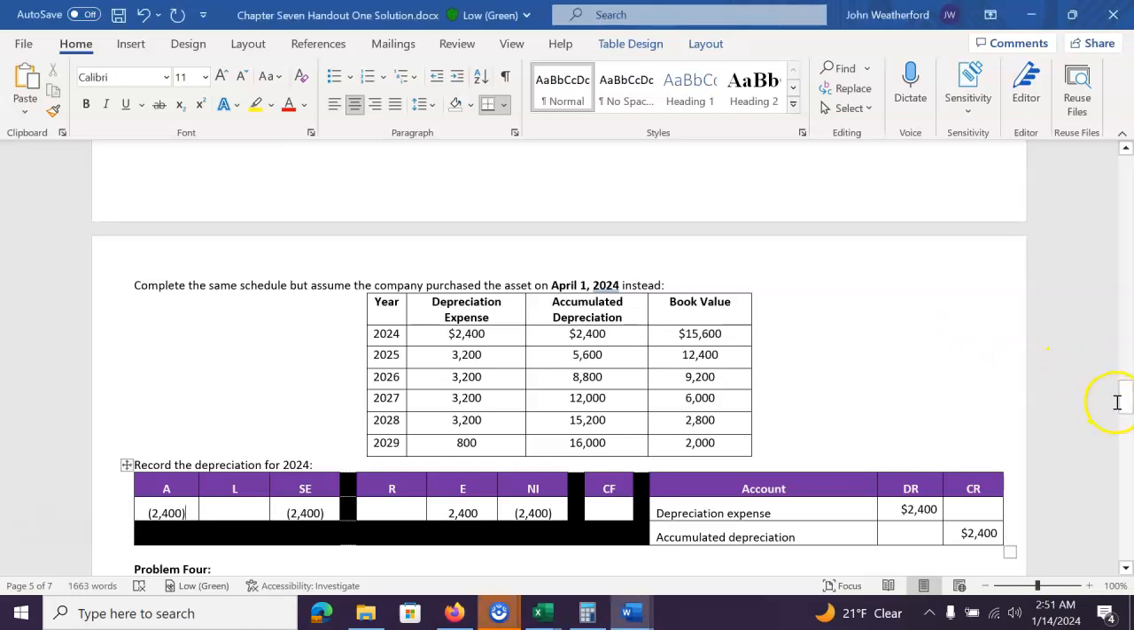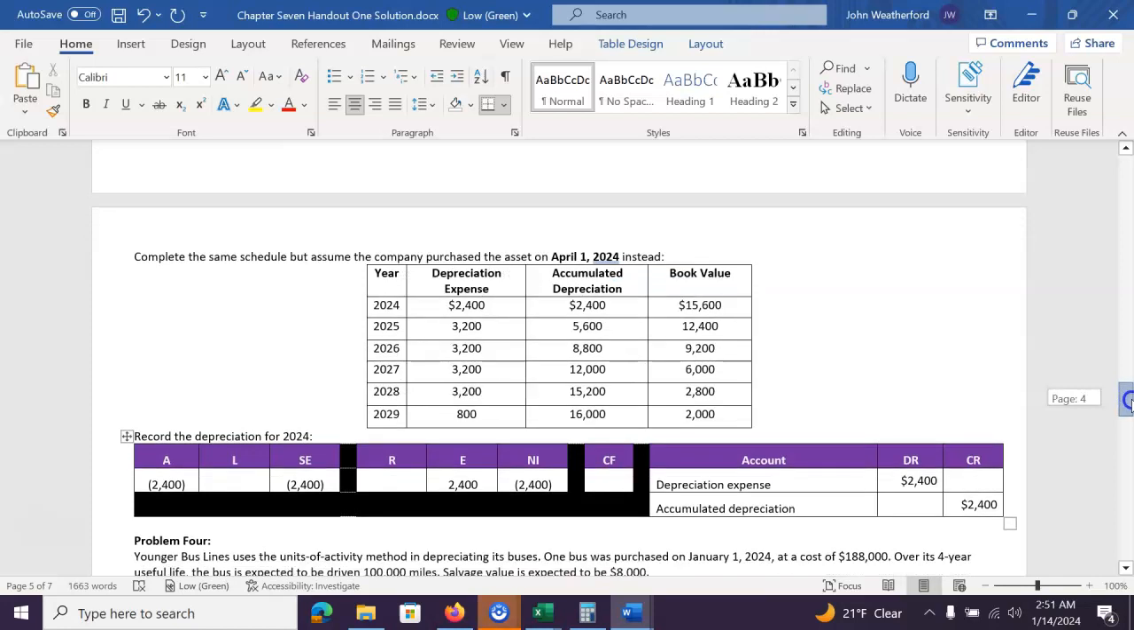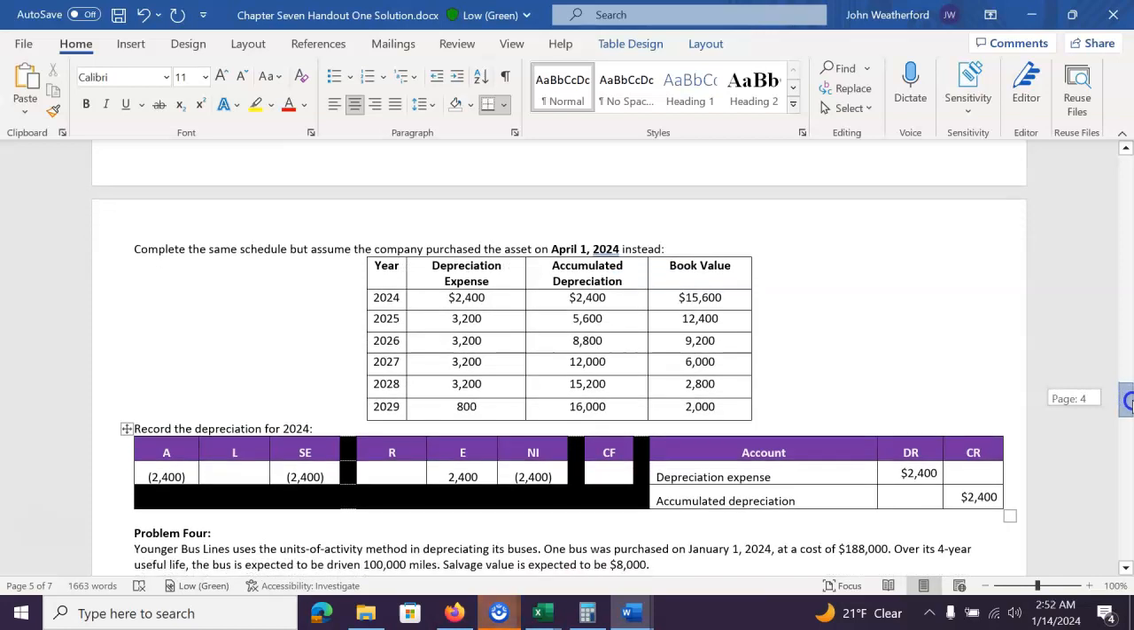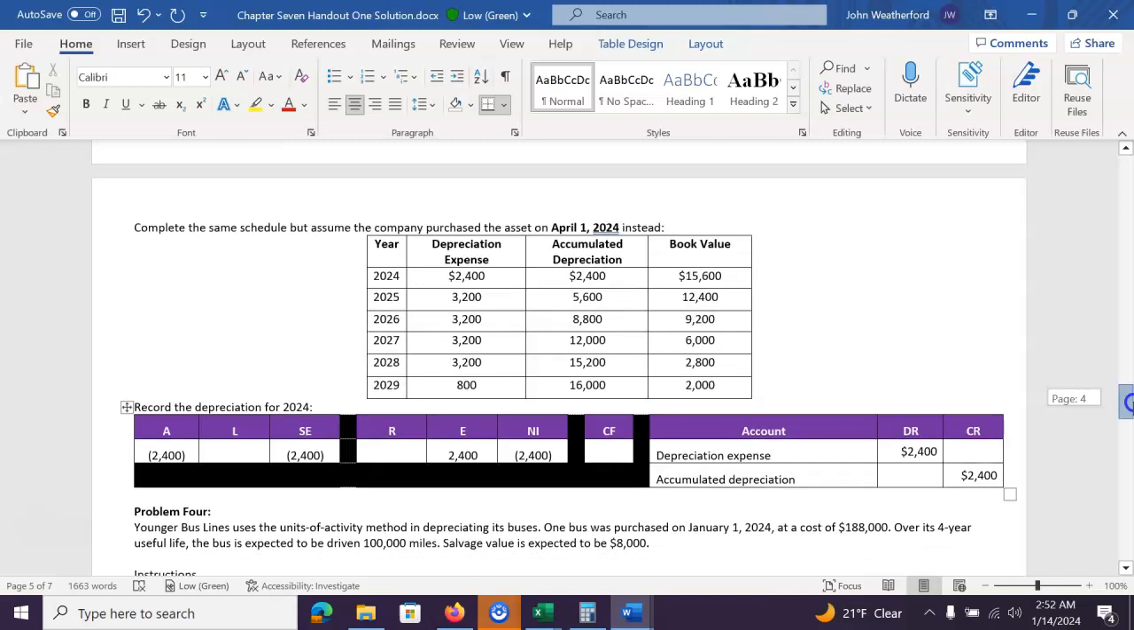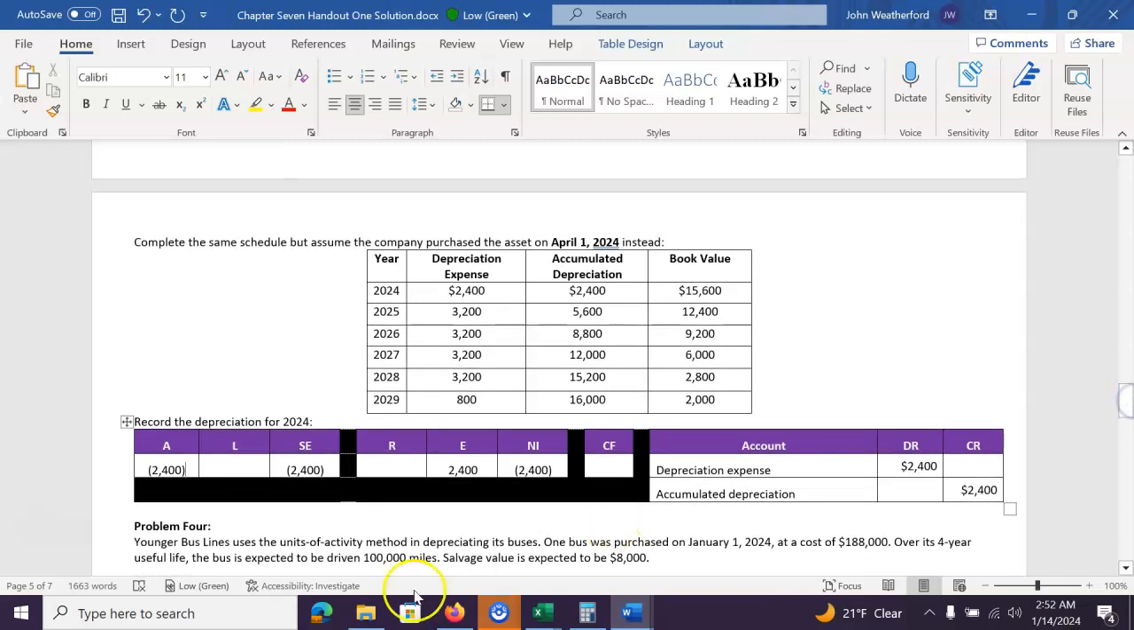All right, we'll now start back with problem 4. Here we'll look at a different type of, or different method of taking depreciation. We'll be using units of activity method here. So let's read through it.